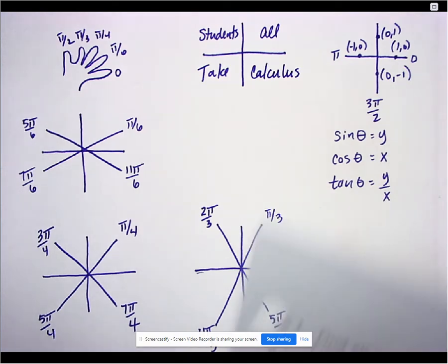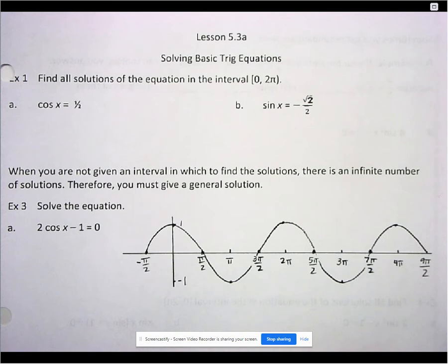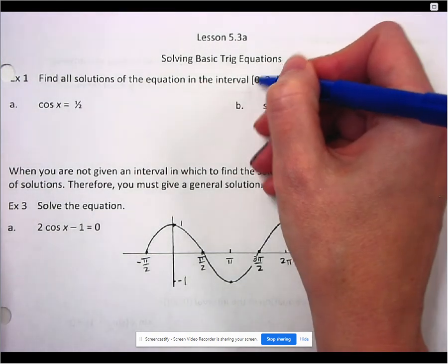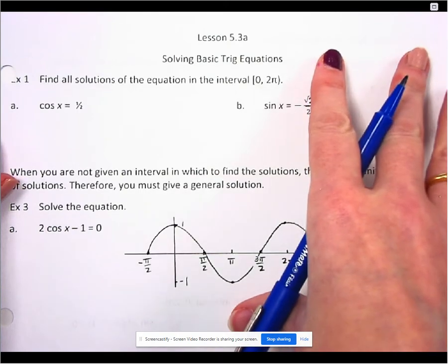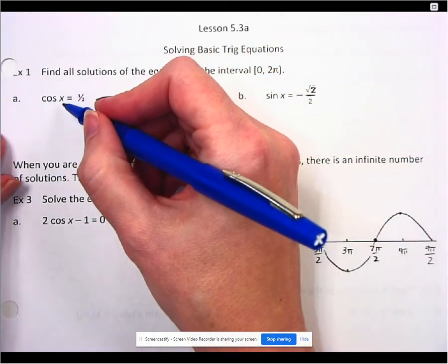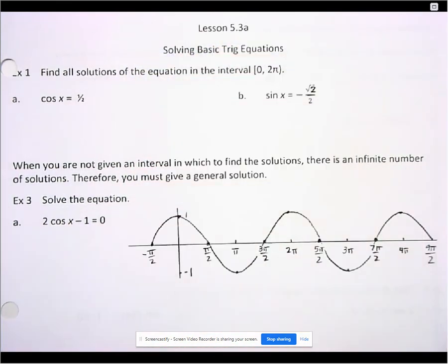All right, so now let's solve some equations. So for example 1, we're going to find the solutions of the equations in the interval from 0 to 2 pi. And this does include 0 and does not include 2 pi because I have the parenthesis on that one. All right, so we want to find an x, an angle, that has a cosine of, oh, there's one more thing we need to write. Sorry. We have a cosine of 1/2.